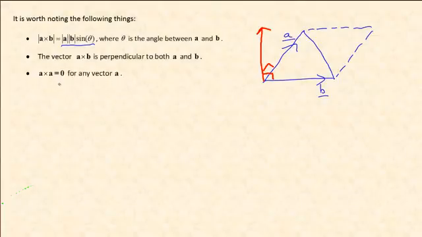A cross A is equal to 0 for any vector A. This is a bit like, we know that the dot product, A dot B, is equal to 0 if they're perpendicular, and that one of course is because the cos of 90 degrees is equal to 0. Well, here if you've got A cross A, you've got sine theta here, and of course sine of 0 is equal to 0.